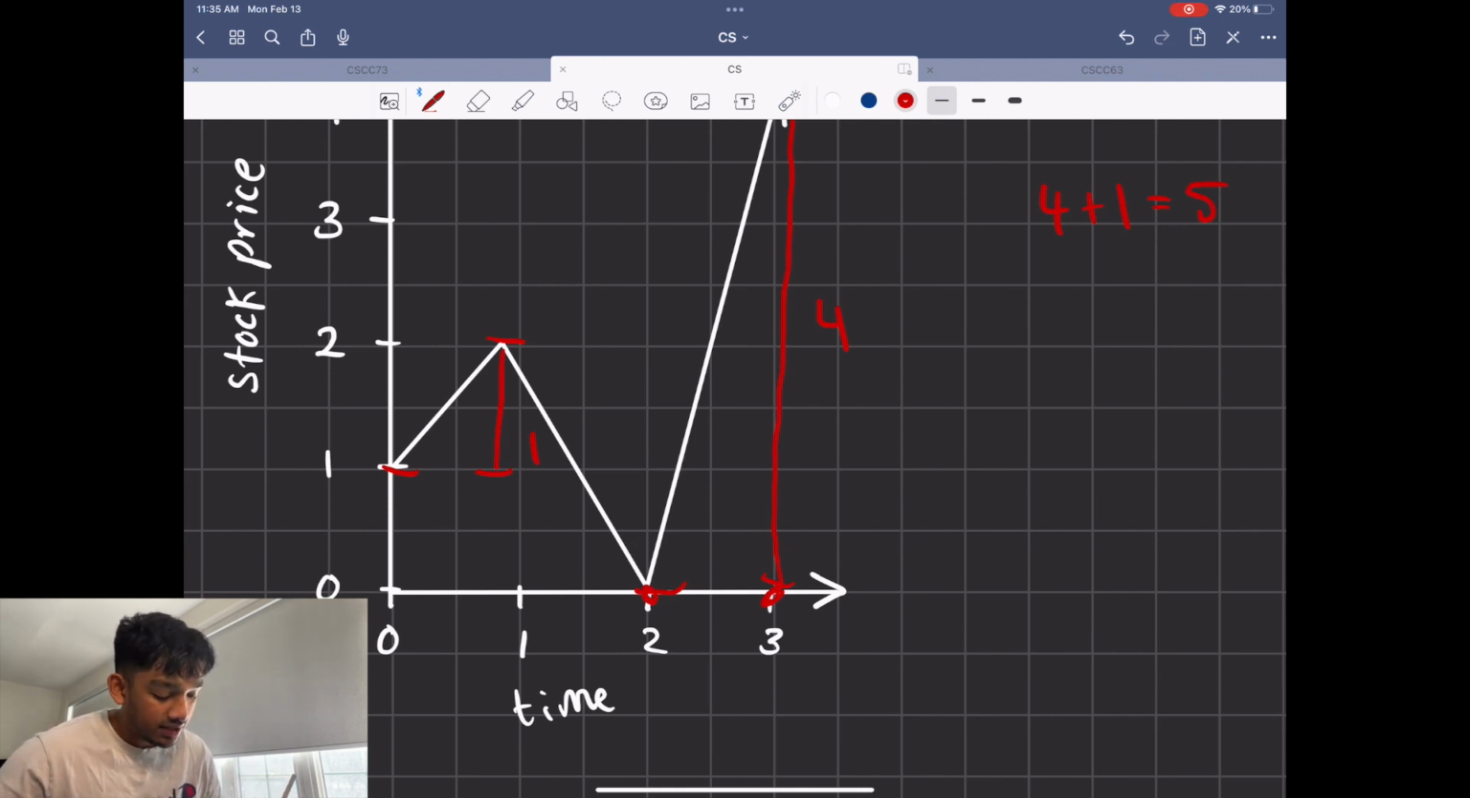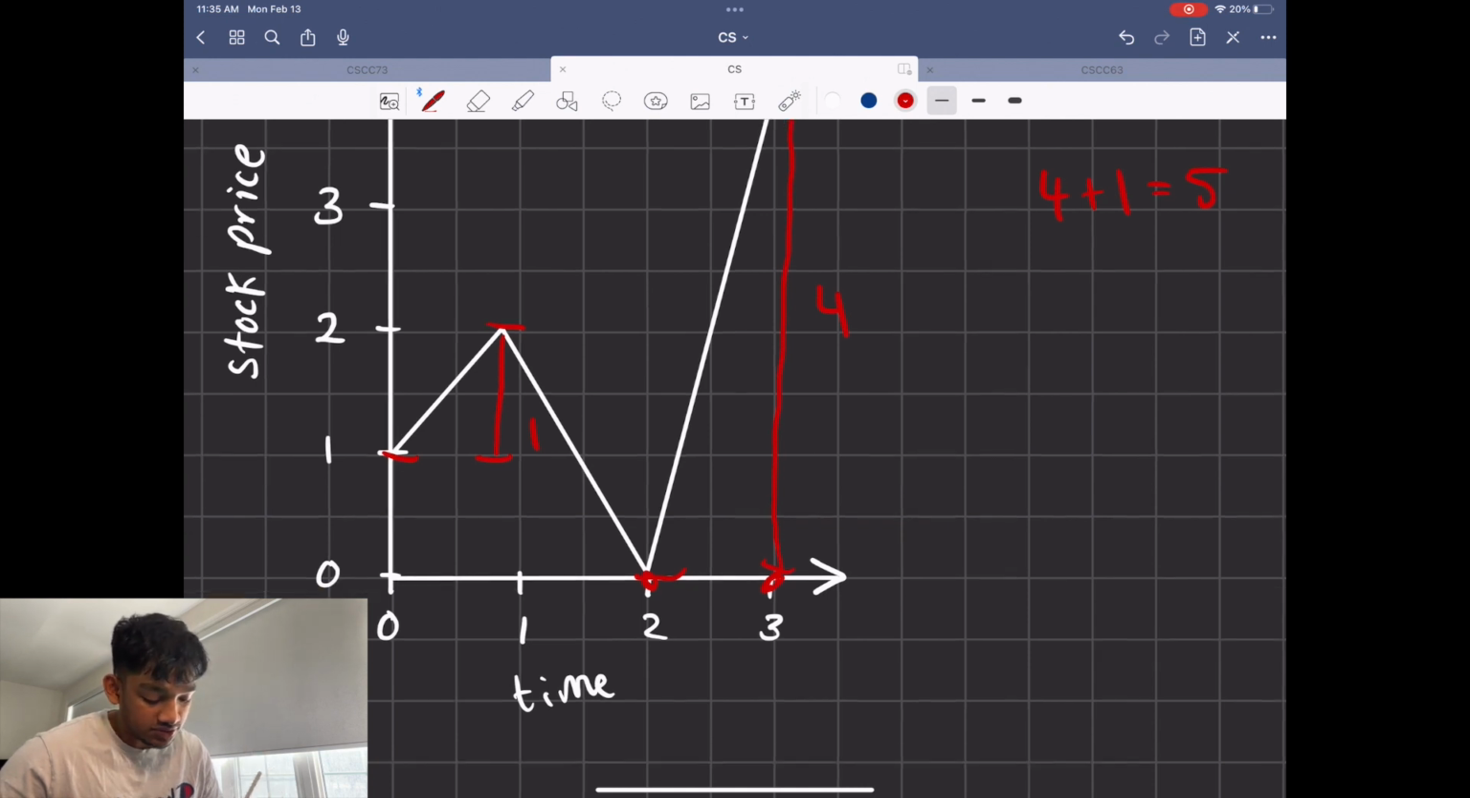What we can do then is run that same profit helper function for the interval 0 to 2. And if you had more numbers here, you can do 3 to the end. Then you just take the max of the left and the right.